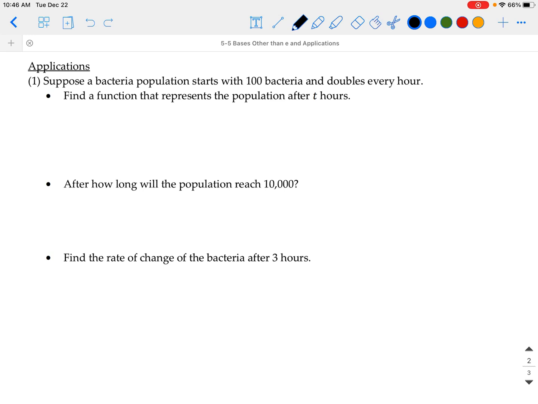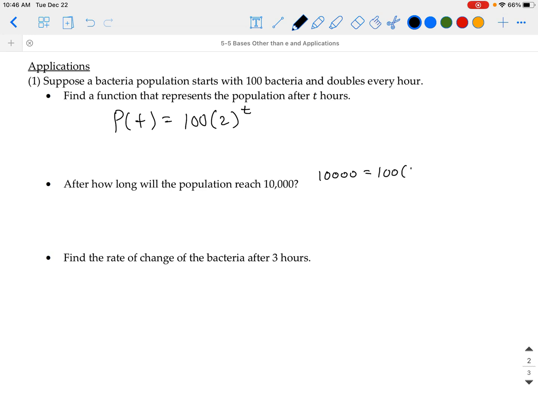So we've got a bacteria that starts with 100 bacteria and then is doubling every hour. So then our population function is going to be 100 times 2 to the t. So at t equals 0, we'll have 100 bacteria and then we'll double every hour. So after how long will the population reach 10,000?